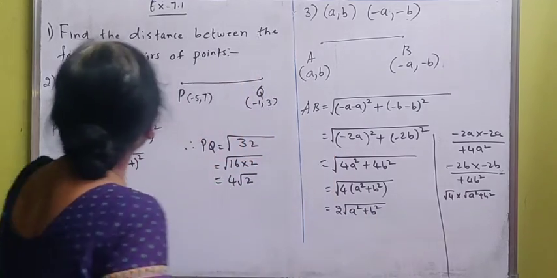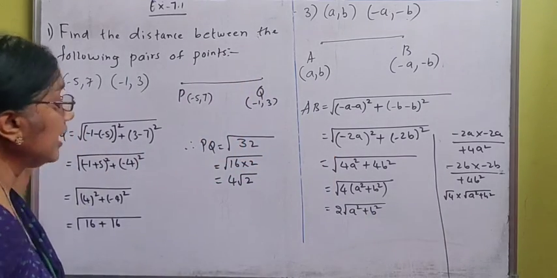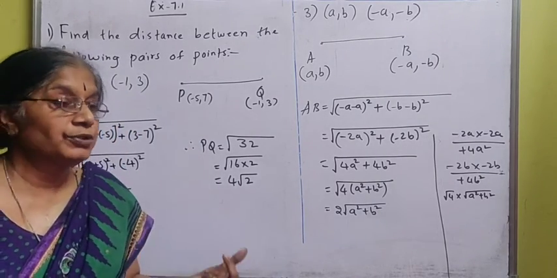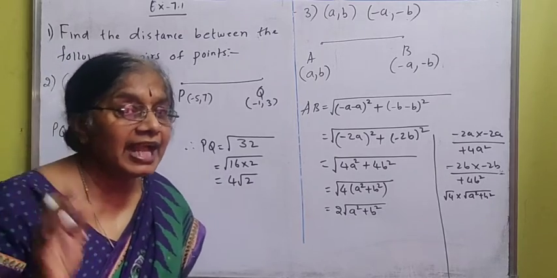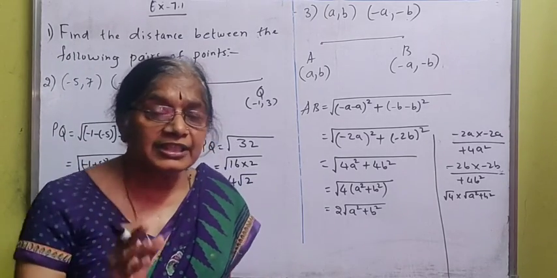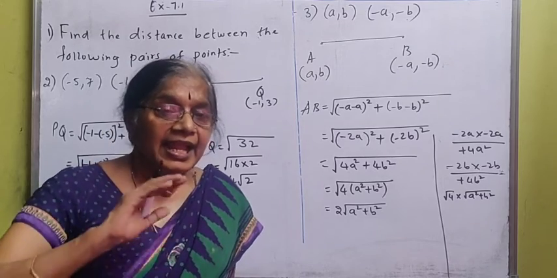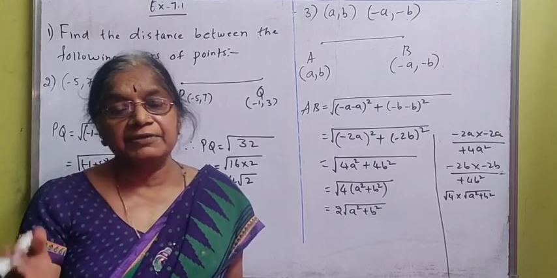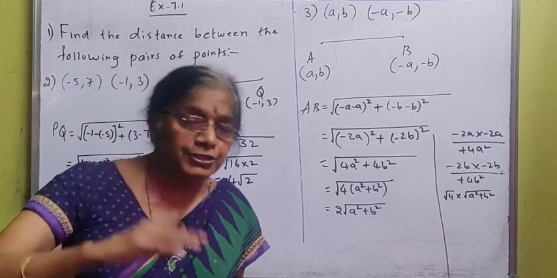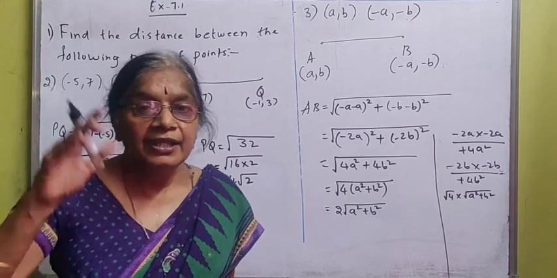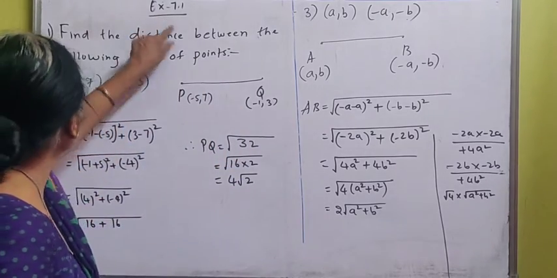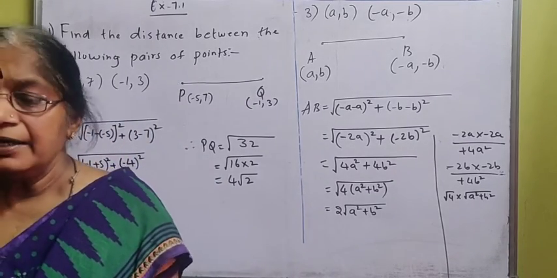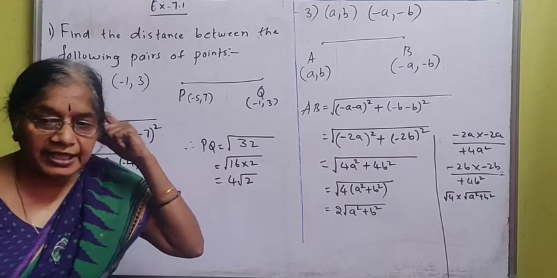So this is how you have to solve the distance between any pair of coordinates given between 2 points. Then you have to use the distance formula. So once again I am telling you the distance formula. Distance formula says: square root of (x2 minus x1) the whole square plus (y2 minus y1) the whole square. So this is what the first sum in exercise 7.1 asks. Now we will go to the next sum, and I will show you how to do it.